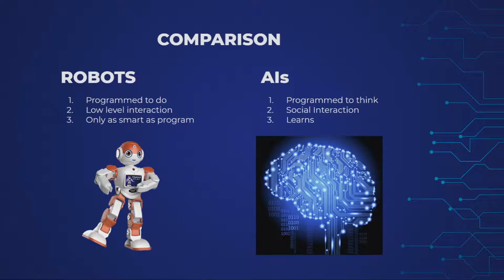Robots are programmed to do things. If they are programmed to dance, they can dance. To walk, they can walk. But the way they do that, we have to program every single step. That's a low level interaction because we have to do everything for them and they cannot do anything more than that. But the double edge of the robot is that they can be as smart as the program.